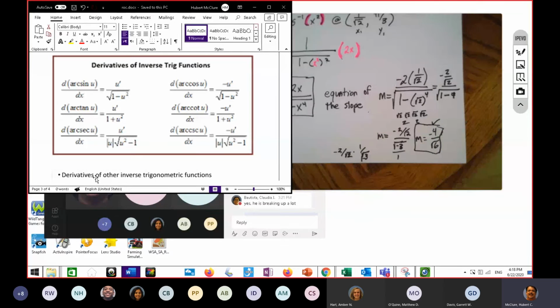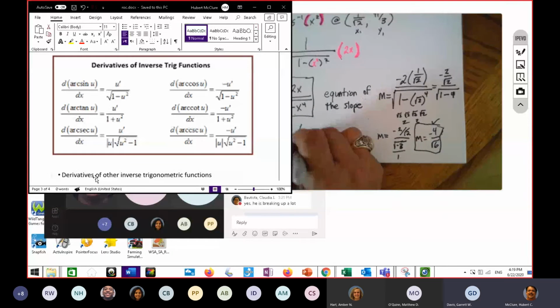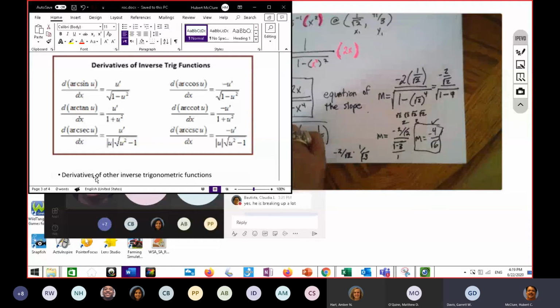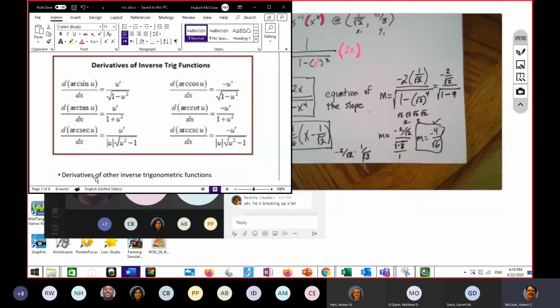Y minus pi over 3 is equal to negative 4 over the square root of 6 times x minus 1 over the square root of 2. And that you solve for y to get the equation. Y'all check me here. See if it's supposed to be negative 4 square root of 6, but I'm coming out with positive 2 square root of 6. And it's supposed to be a negative. I've got a sign in there wrong somewhere.